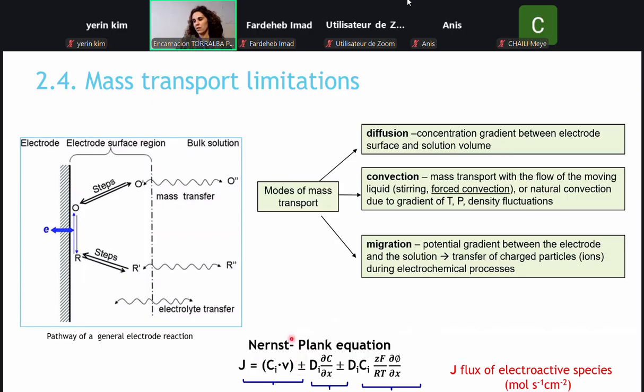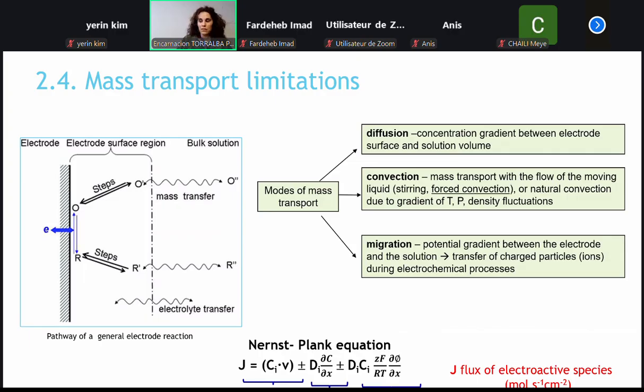Usually we can neglect migration by adding a very big concentration of supporting electrolyte, that is a solution of a salt, quite concentrated, or we also don't stir. In this case, we only have diffusion. Sometimes it's interesting to only have convection. For example, in this case, we will stir a lot and we will add supporting electrolyte. But the most traditional is that we try to minimize convection and migration and we stay with diffusion.